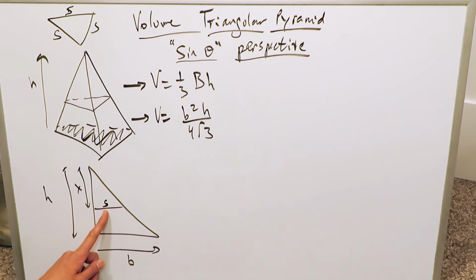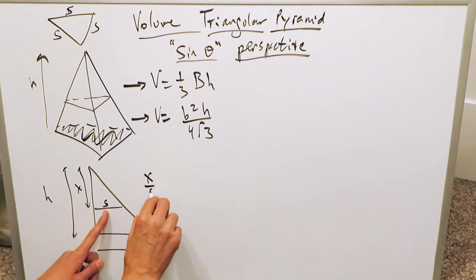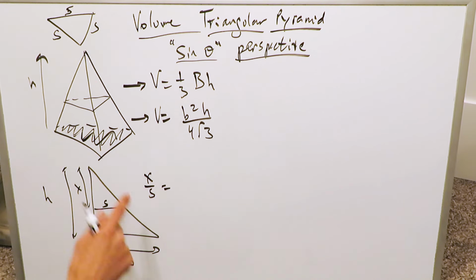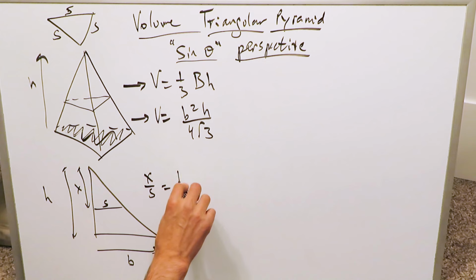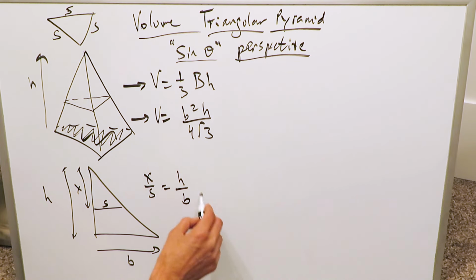This is what you're solving for, because this ratio will give you the ratio of convergence from the base to the top. x over s, small over small, is equal to full over full in terms of heights and base. You solve for s. s is equal to xb over h.